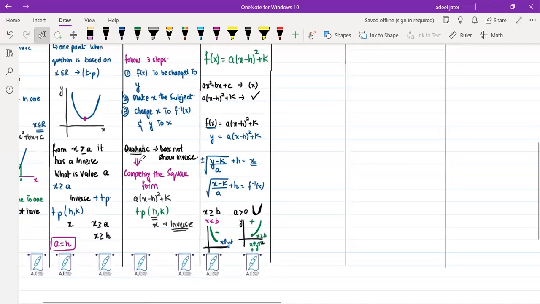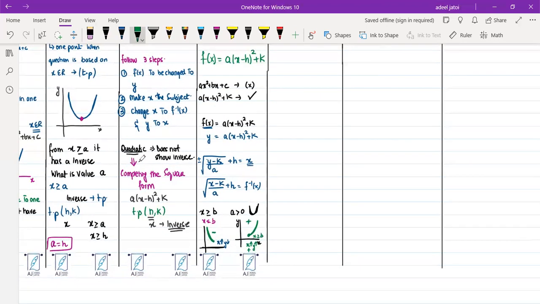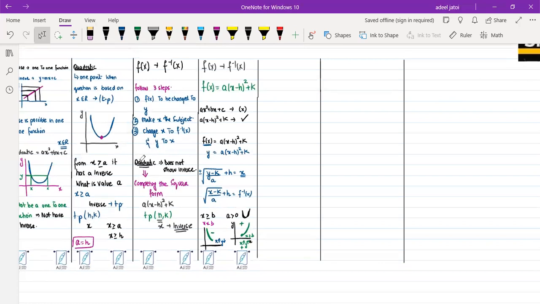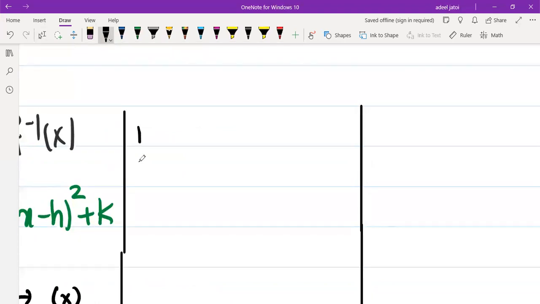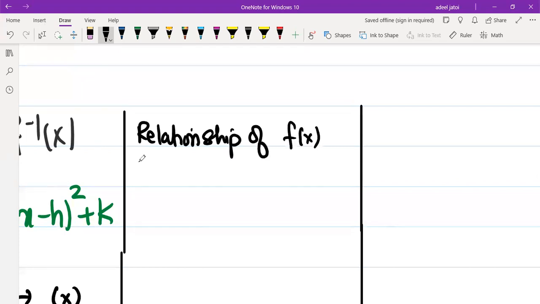So your plus and minus will be based upon the increasing or decreasing function. If it is increasing, you will always write down plus with the under root. If it is decreasing, you will always write down negative with the under root. Now, with this, you need to understand one more thing: the relationship of f(x) and f inverse of x.